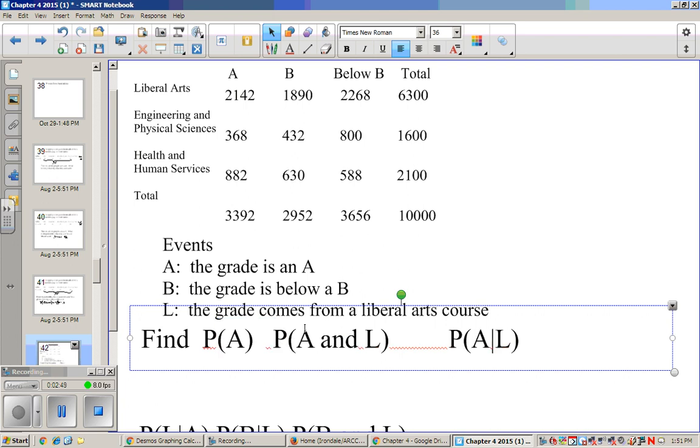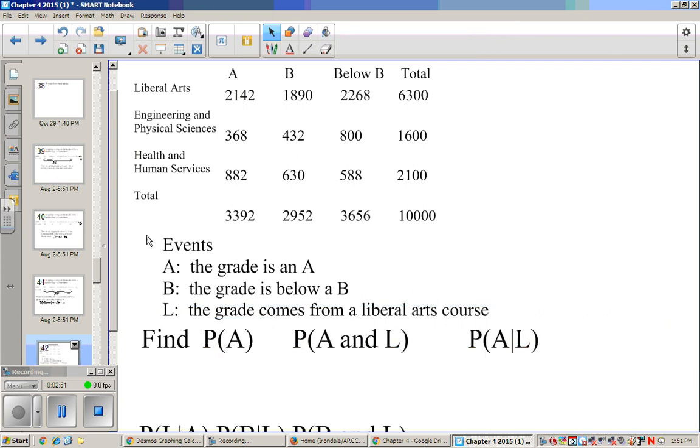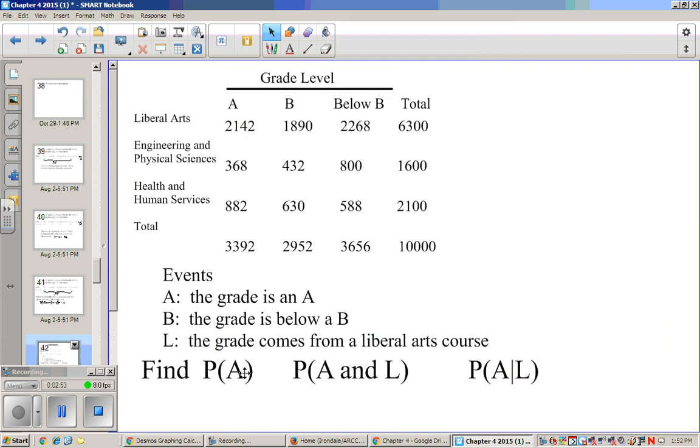Got to format this a little bit. All right, so what's the probability that A occurs? So I filled in the marginal distributions to make this a little bit easier for us. The probability that you get an A, well, that's 3,392 divided by our total 10,000. So that's about 0.3392.